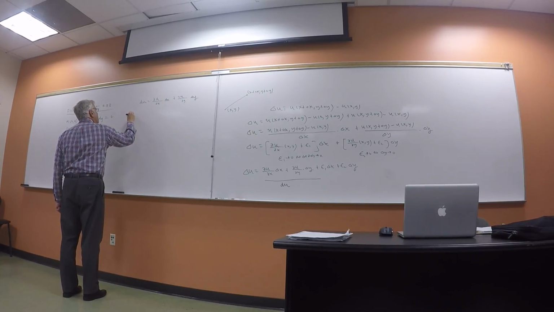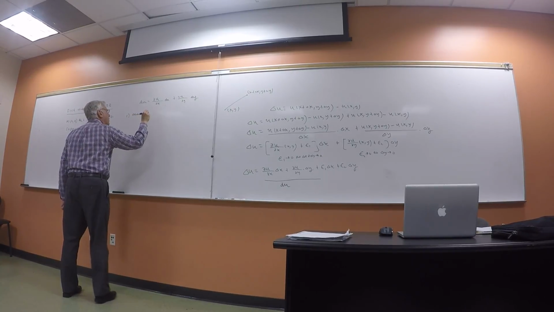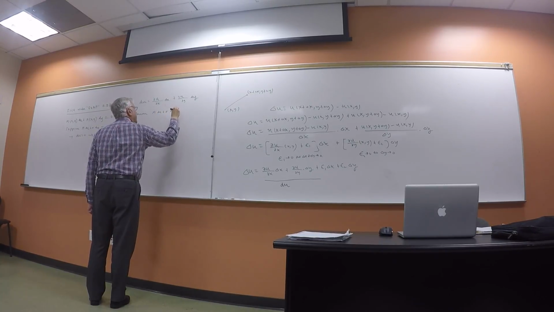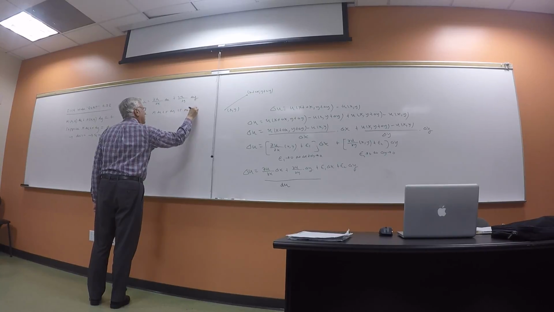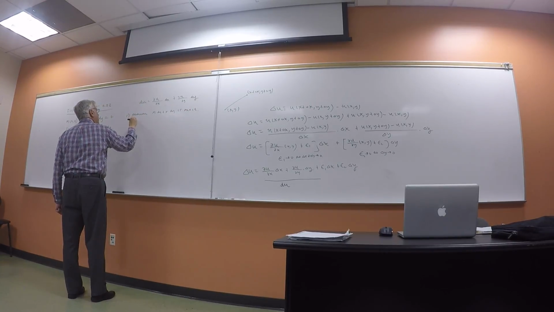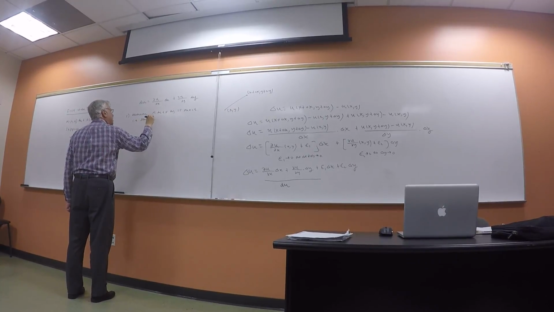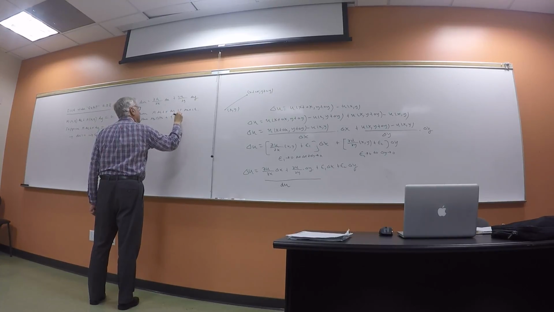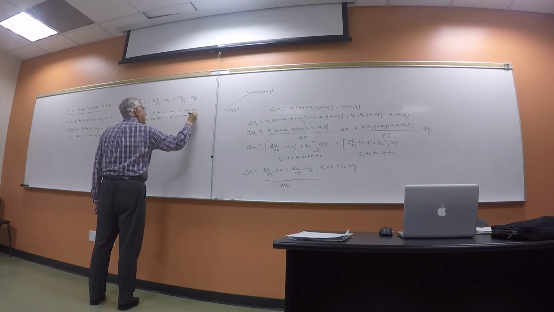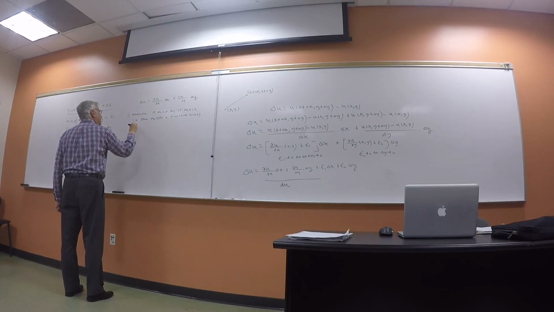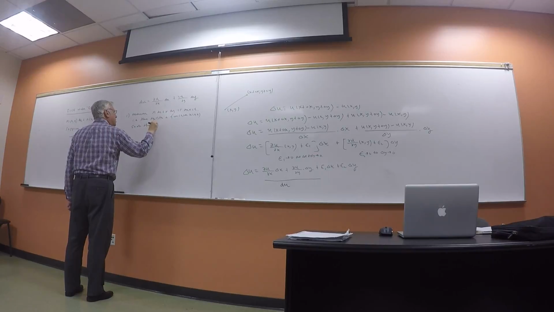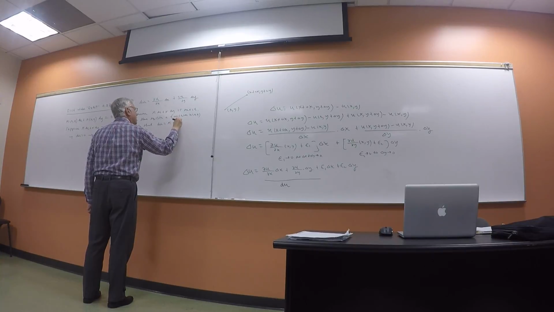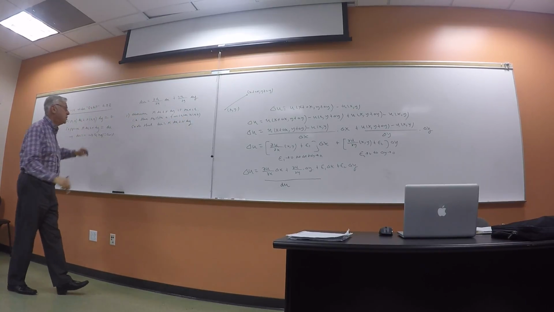Okay? Let's assume m dx plus n dy is exact. What does that mean? I.e., there exists a function u of x, y such that the differential of u is basically the differential equation m dx plus n dy. And remember, m and n are functions of x and y.